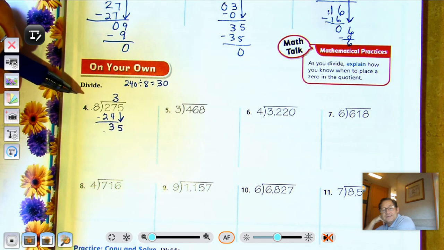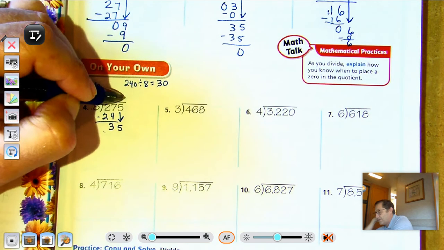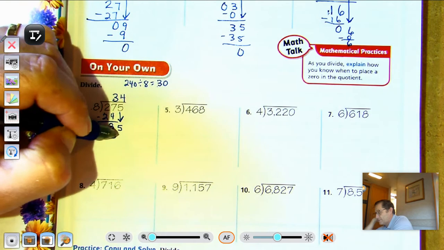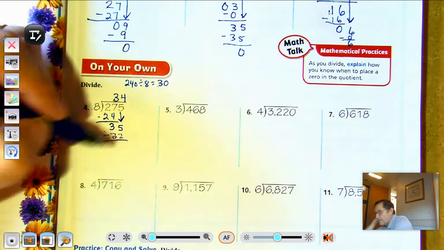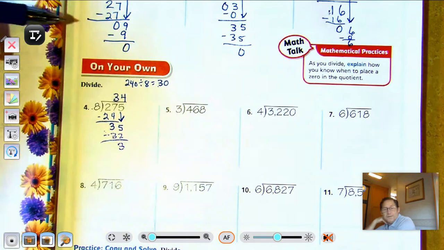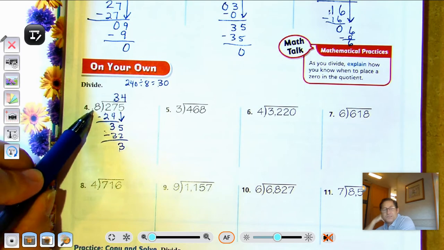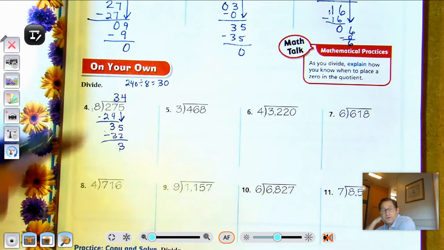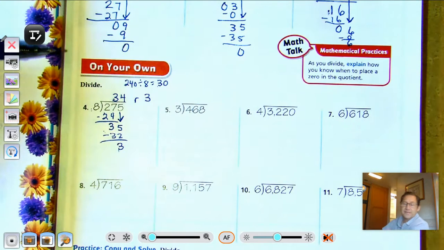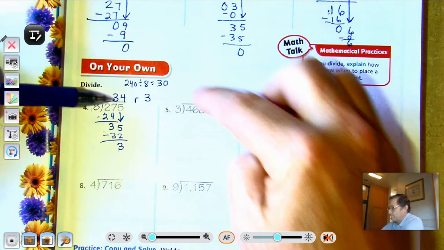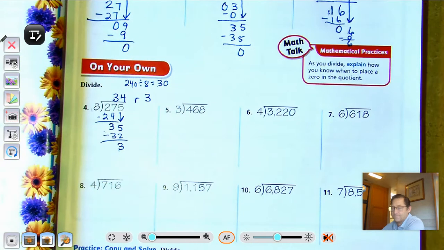8 times 3 is 24. 8 times 4 is 32. So that's as close as I can get to 35 without going over. Subtract, I'm left with 3 ones. There are no more numbers to bring down, and 3 ones cannot be shared with 8 groups. So we have 34, remainder 3. Is that answer reasonable? Well, our estimate was 30. So yeah, 34 is close to 30.